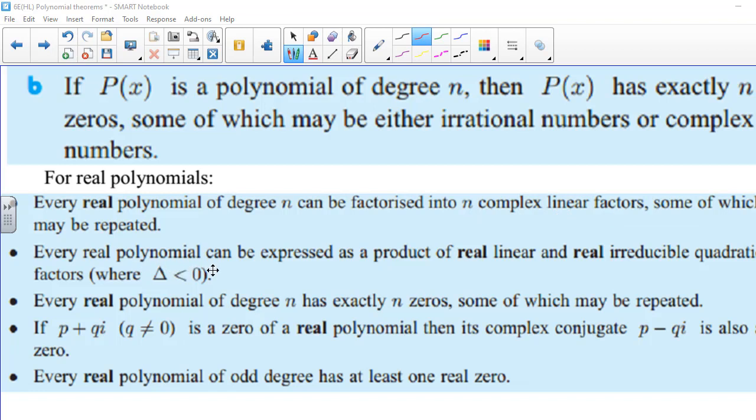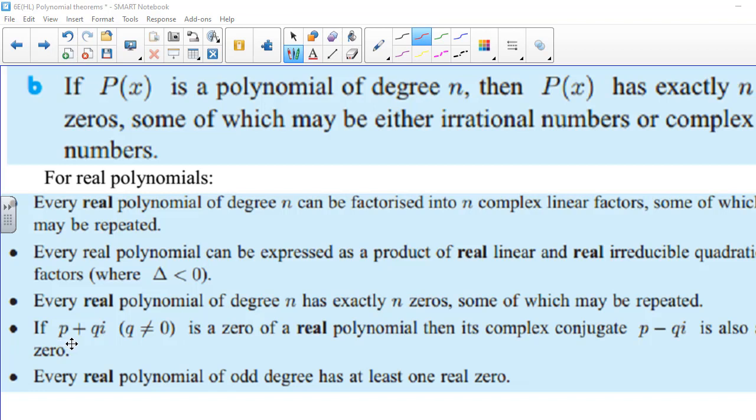Every real polynomial can be expressed as a product of real linear and real irreducible quadratic factors. So since there are n complex linear factors, we can change any real polynomial into the product of those n linear factors. Every real polynomial of degree n has exactly n zeros, some of which may be repeated. So the number of the zeros is the same as the degree of the polynomial.